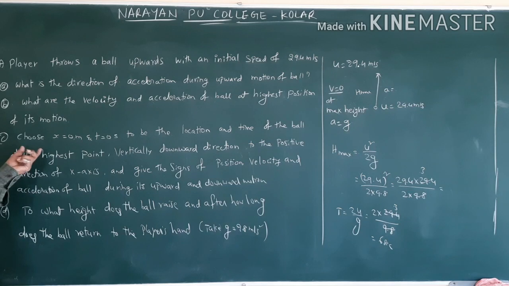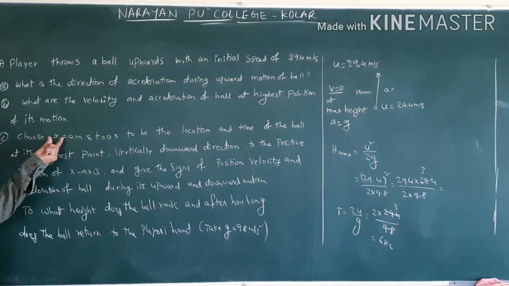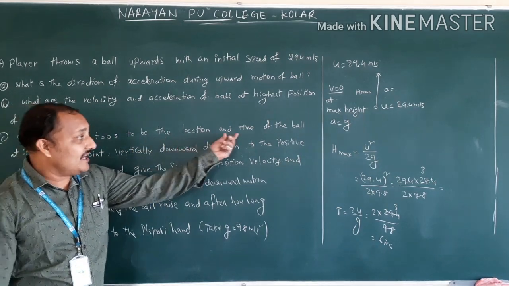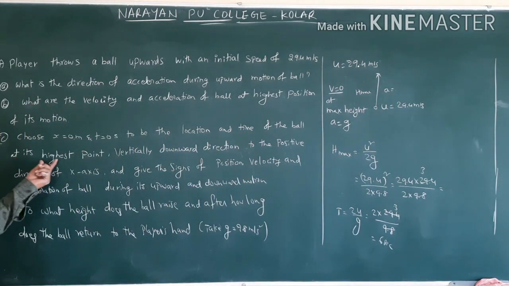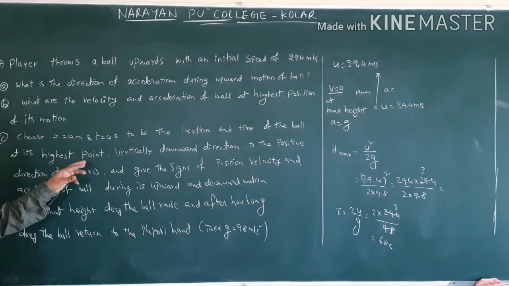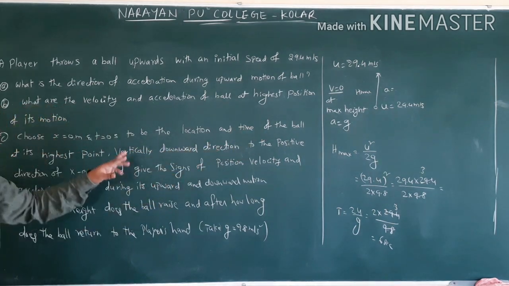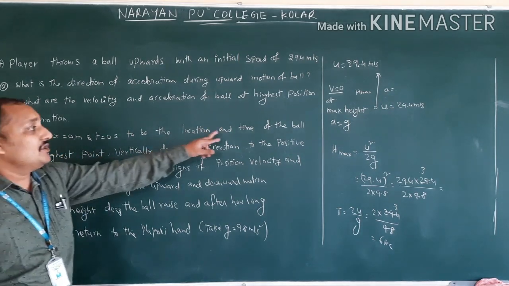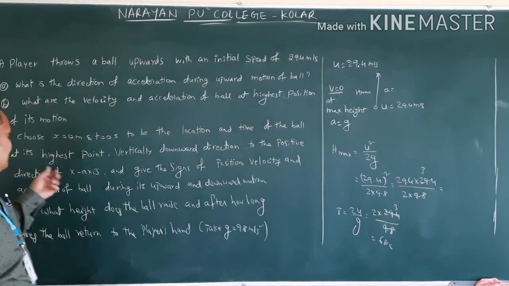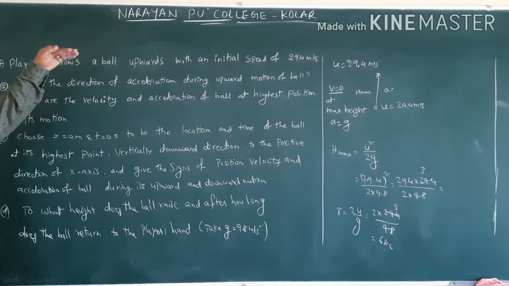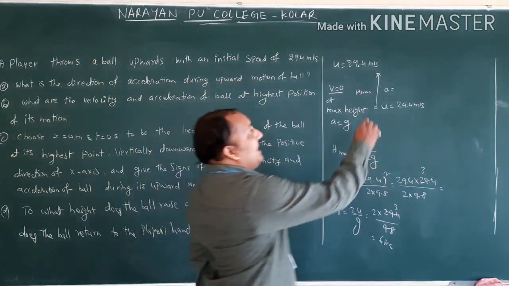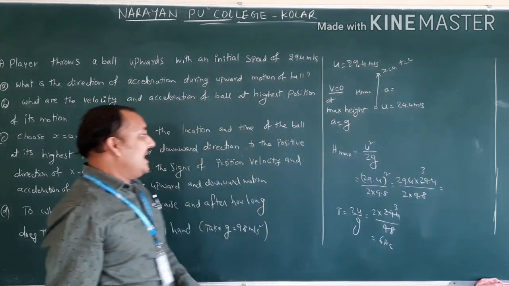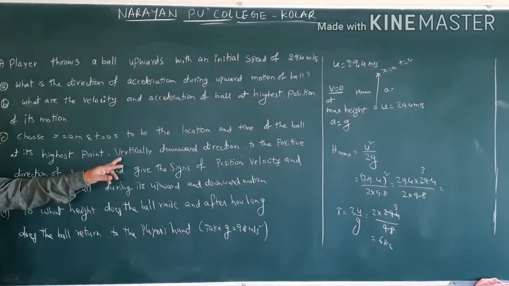Now C. So why I said confused means here they gave choose x equal to 0, t is equal to 0 seconds to be the location and time of the ball at its highest point. So at the location and the time x equal to 0. 0 means origin. T is equal to 0 time. So initially it is started. So at its highest point. Highest point means now it is at maximum height. Its position is 0. T is equal to 0. At its maximum height object is there.